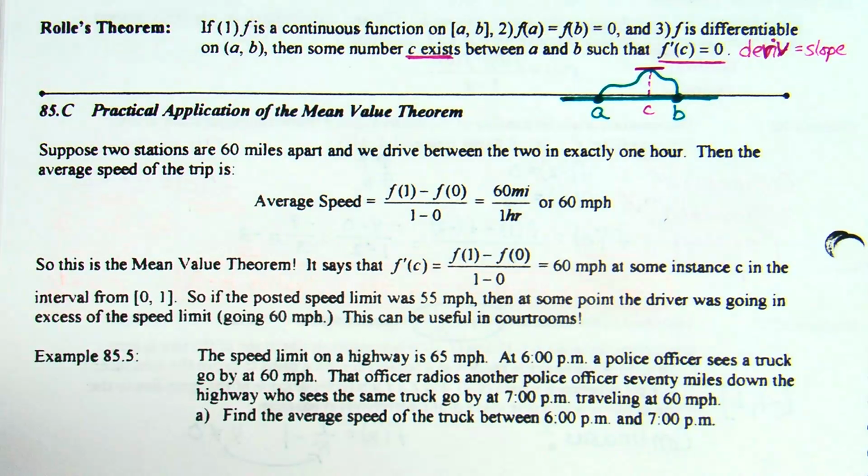The speed limit on a highway is 65 miles per hour. At 6 p.m., a police officer sees a truck going by at 60 miles per hour. They were being good, even going 5 under the speed limit. The officer radios another police officer 70 miles down the highway who sees the same truck go by at 7 p.m. at 60 miles per hour. Find the average speed of the truck between 6 p.m. and 7 p.m.